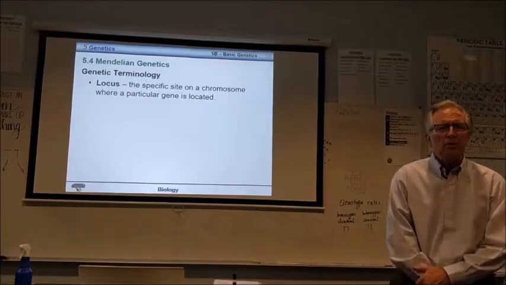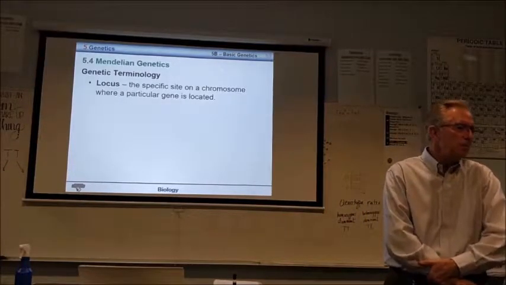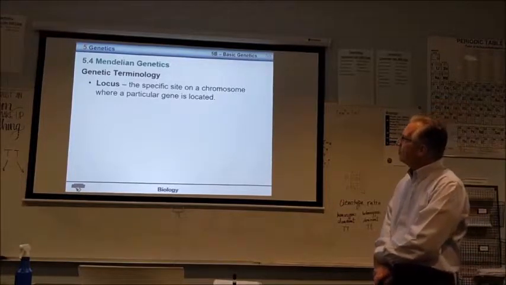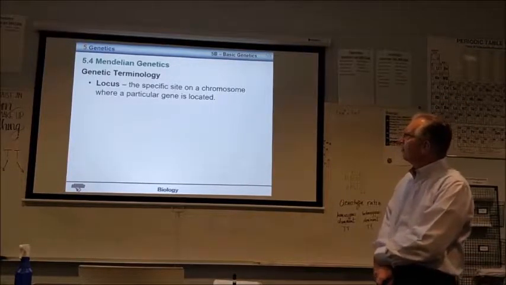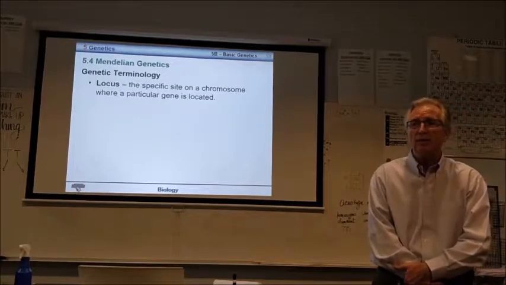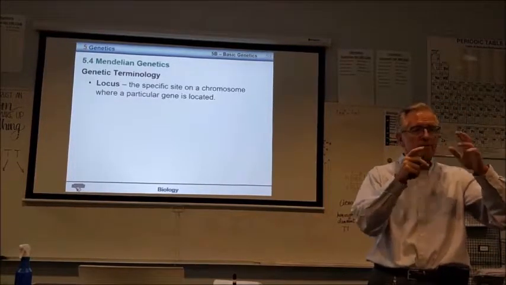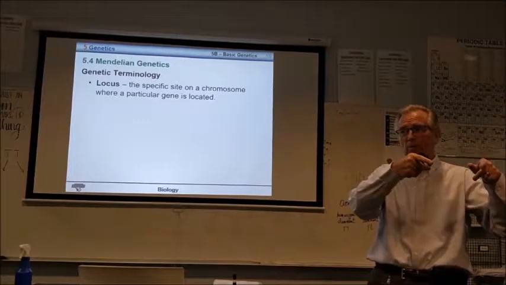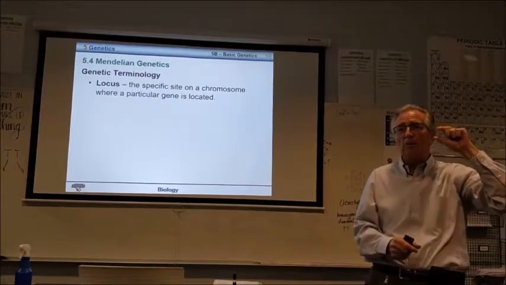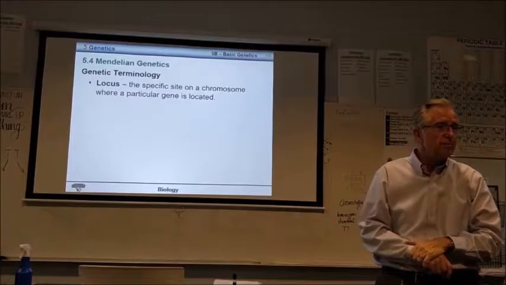So here's some other terms that we sometimes use in genetics. Locus, that's the specific site on a chromosome where a particular gene is located. So in other words, they're saying a specific chromosome and where on this chromosome this gene is located.